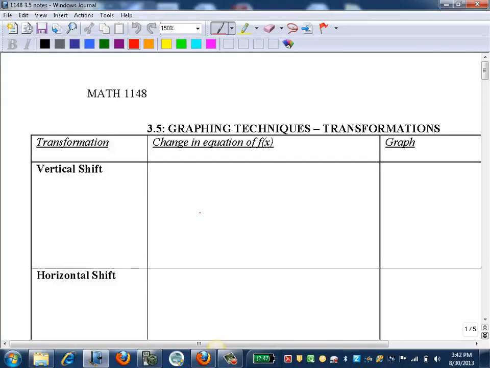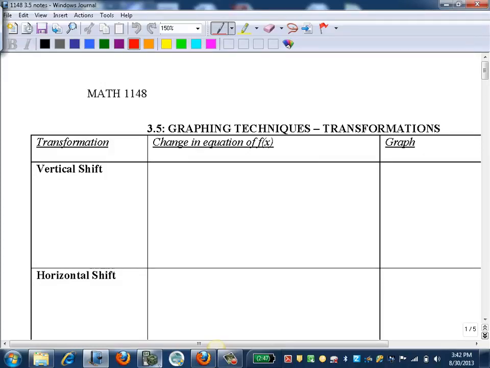In the last section, we reviewed the library of functions. I'm going to call those the parent functions or parent graphs. Those are all the basic shapes like the square root and the absolute value graph and the x cubed graph, and we're going to take all those basic shapes and transform them into new functions. The first transformation we're going to look at is the vertical shift.